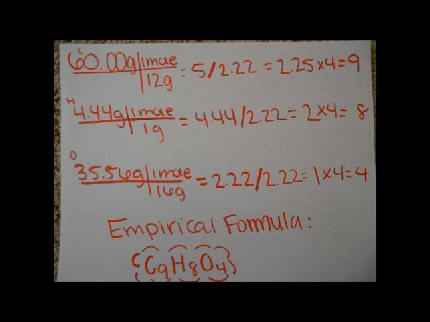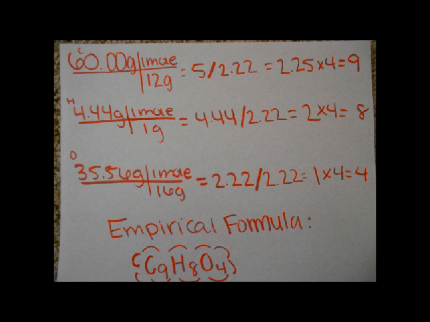So I have 60 grams of carbon divided by 12 grams of carbon, which gives me 5. And 4.44 grams of hydrogen divided by 1 gram gives me 4.44. 35.56 grams of oxygen divided by 16 grams gives me 2.22. Since 2.22 is my smallest number, I'm going to divide everything by 2.22. So 5 divided by 2.22 is 2.25. 4.44 divided by 2.22 gives me 2, and 2.22 divided by itself gives me 1.